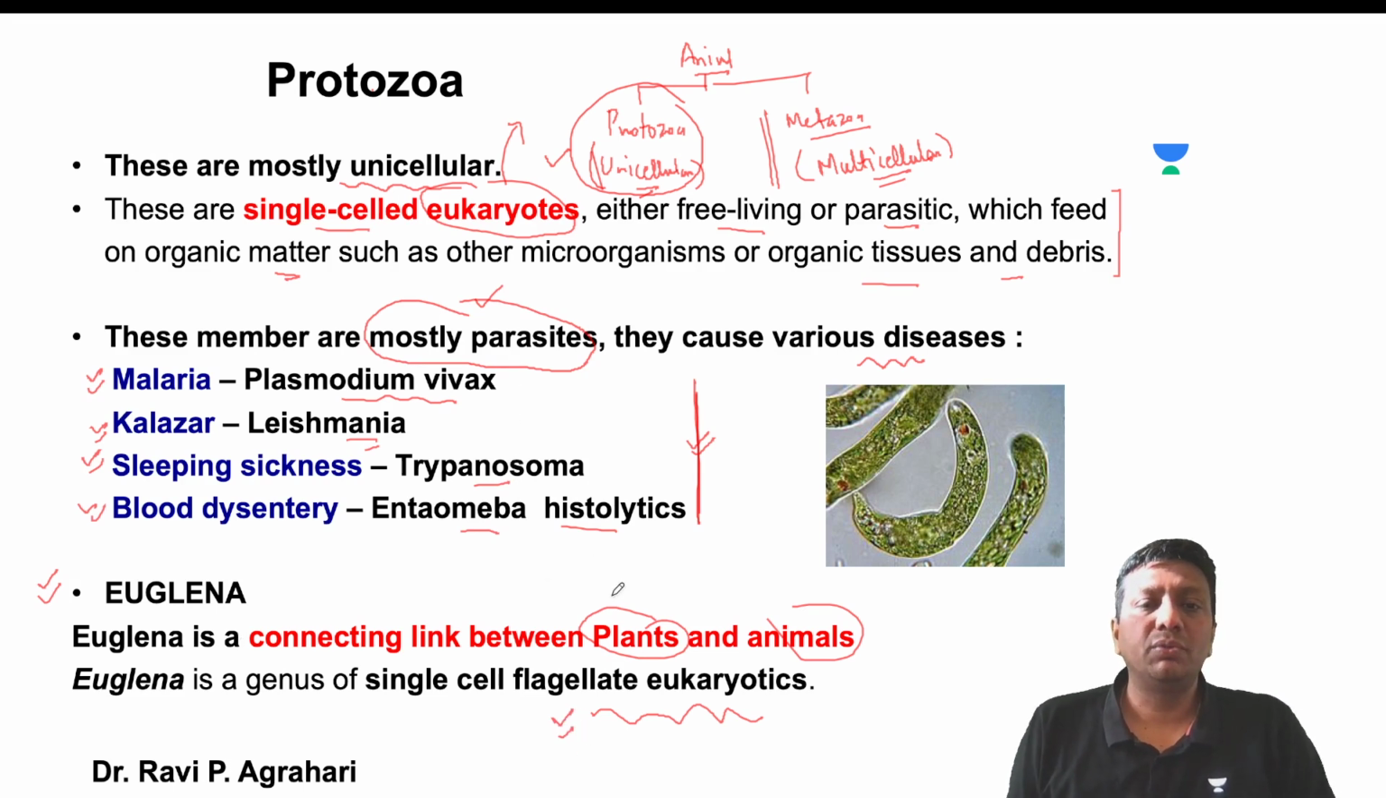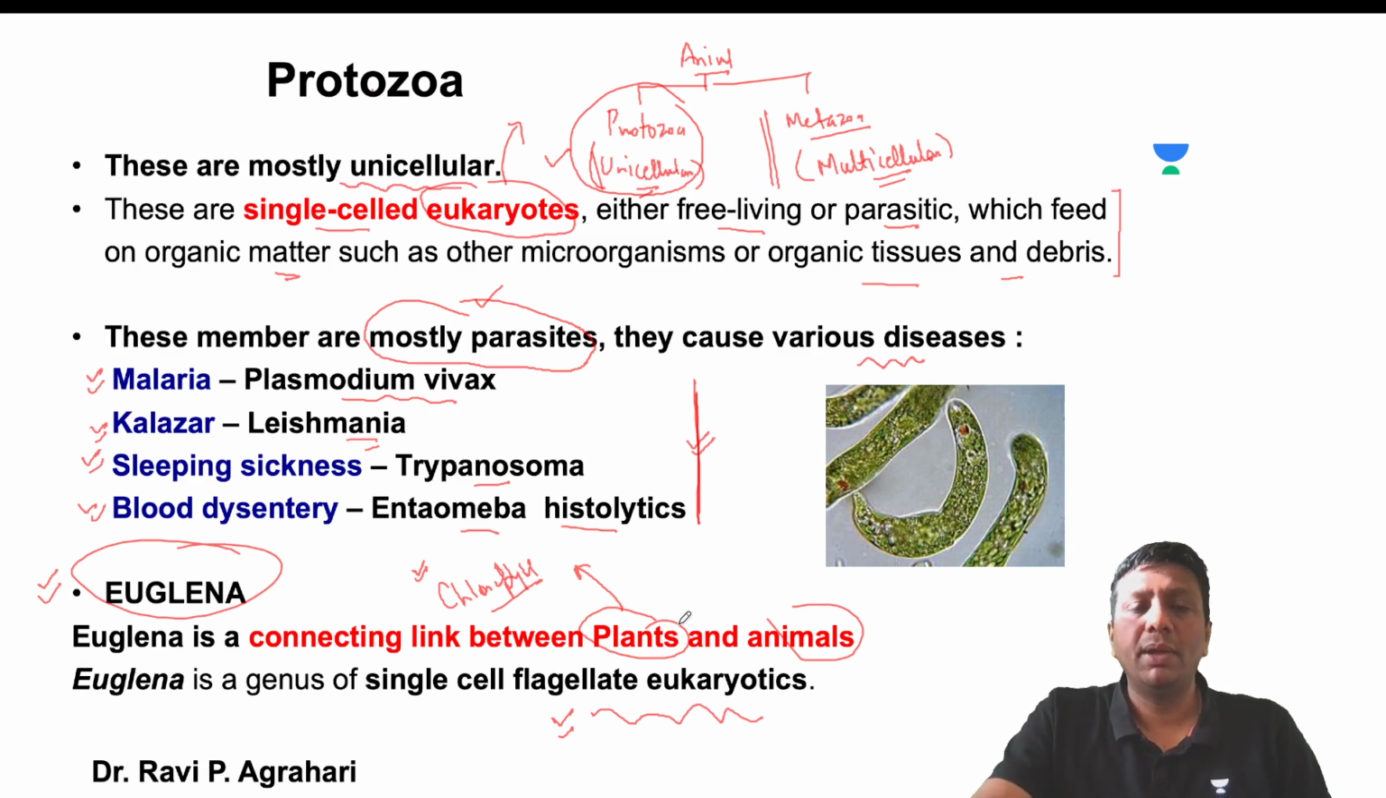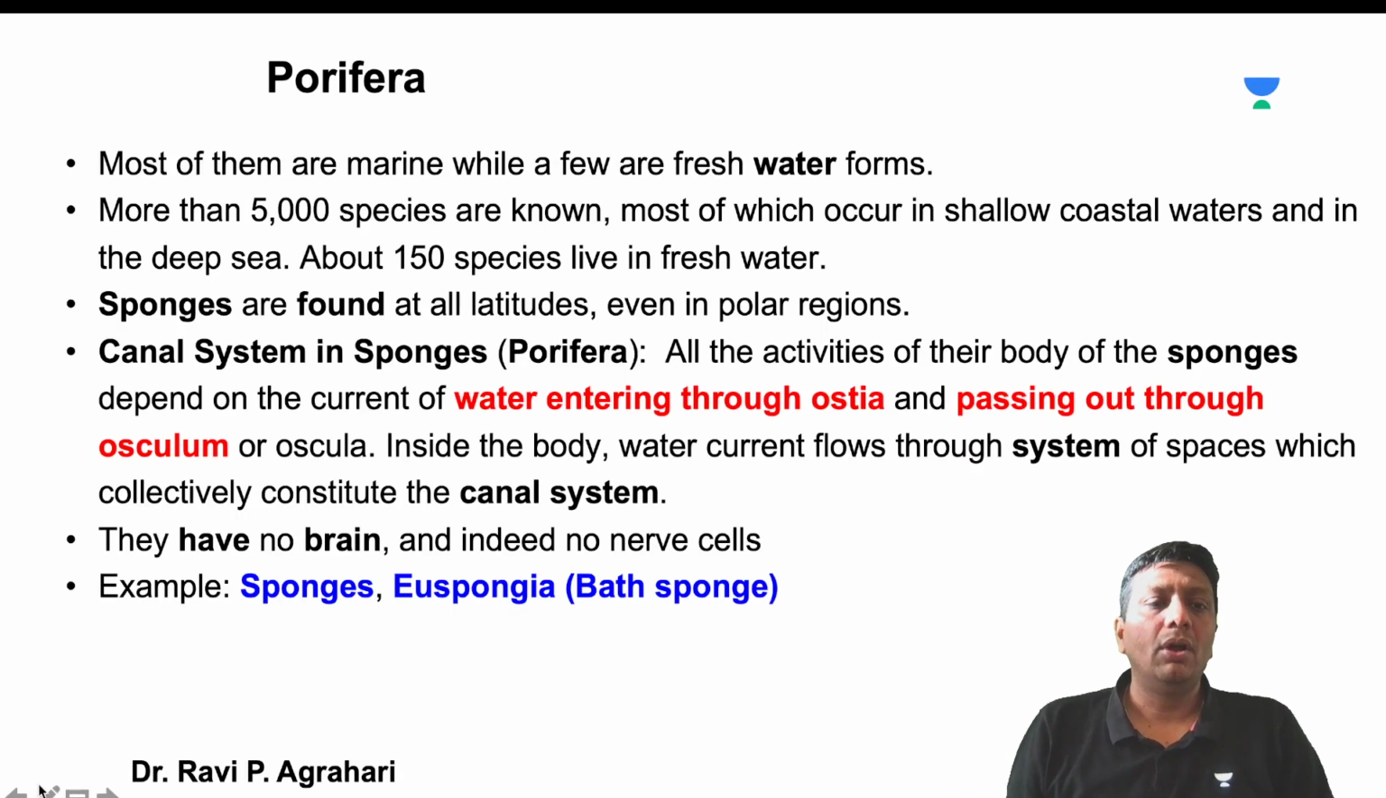And see one more thing, guys: what features do you see as a plant type? They have chlorophyll. They do photosynthesis and synthesize their own food material, and that is the reason Euglena is a connecting link between plants and animals. Now go to the next group.